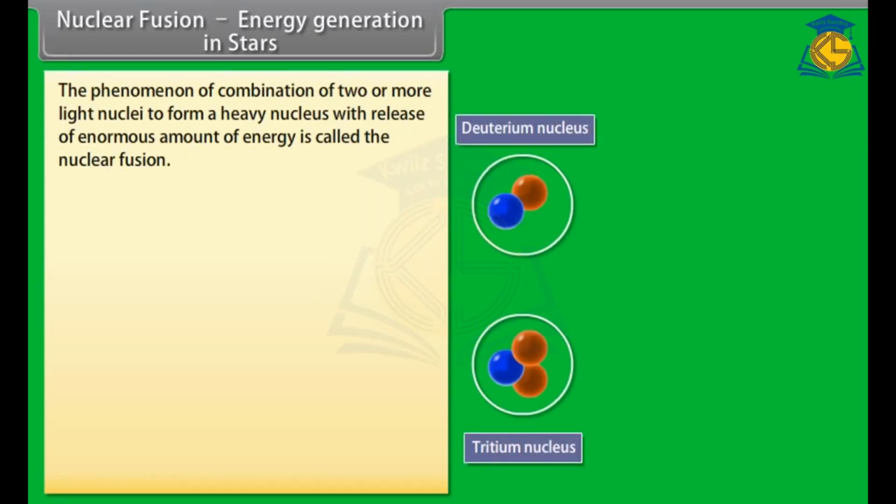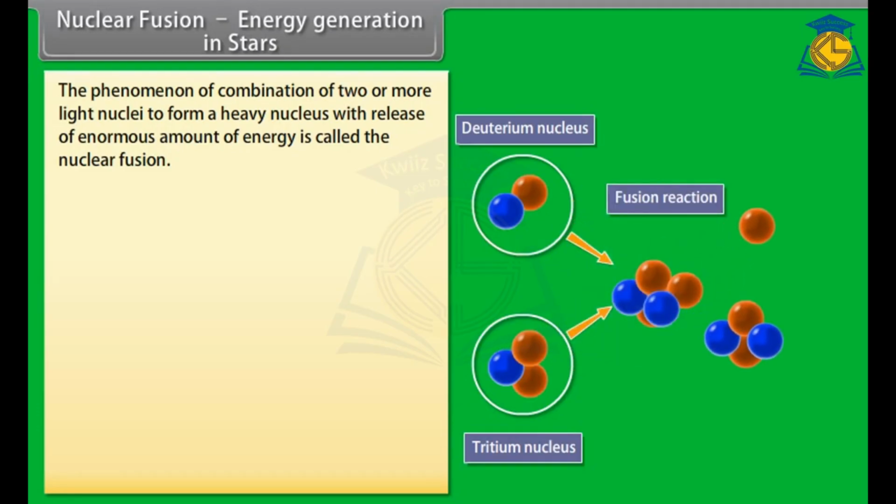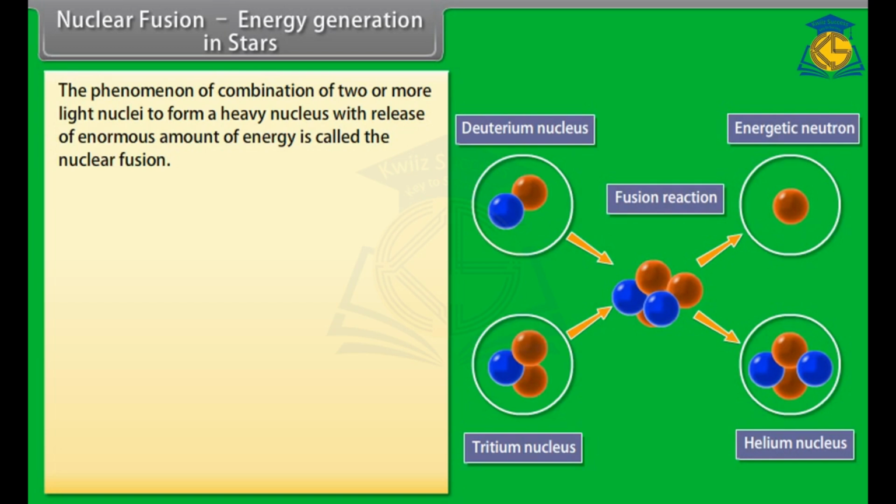Nuclear fusion, energy generation in stars. The phenomenon of combination of 2 or more light nuclei to form a heavy nucleus with release of enormous amount of energy is called the nuclear fusion.